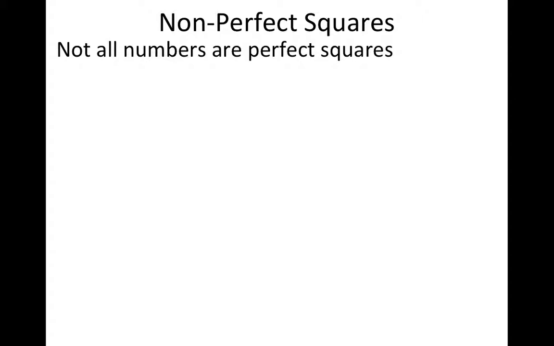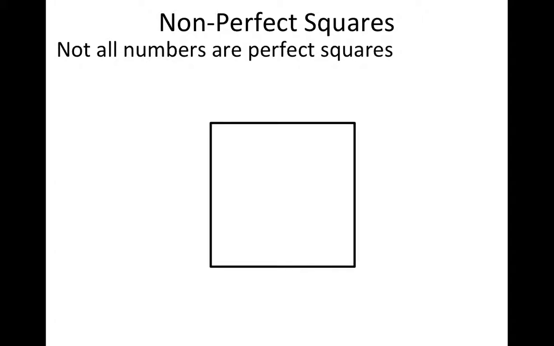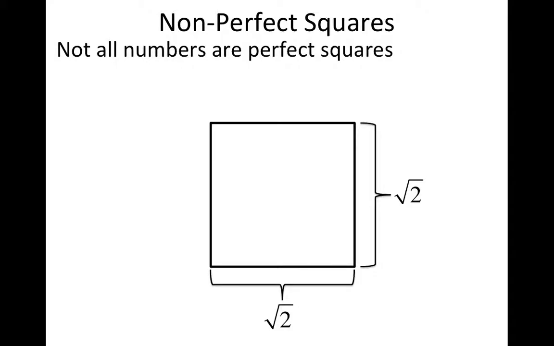However, not all numbers are perfect squares. Let's imagine I have a box, and that box is 2 square units. So each of its sides is the square root of 2, because the square root of 2 squared, being inverse operations, gets me back to 2. So that's 2 square units.